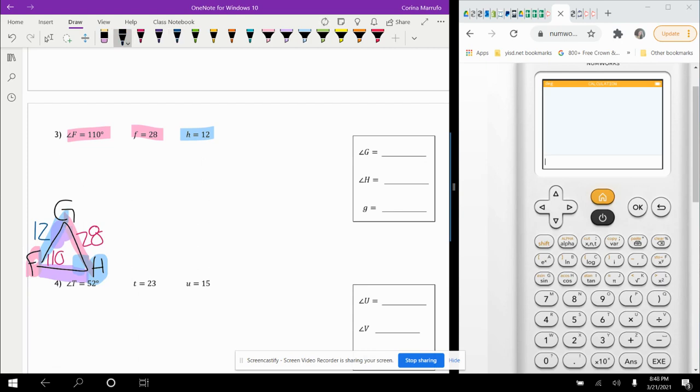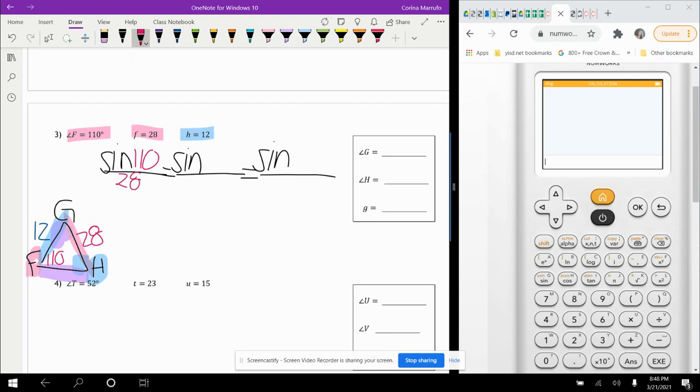Just like the previous problems, we write sine three times. So sine, and sine. The first one is sine of f. We know f is 110 degrees, and we know little f is 28. So we go in alphabetical order. So we did f.